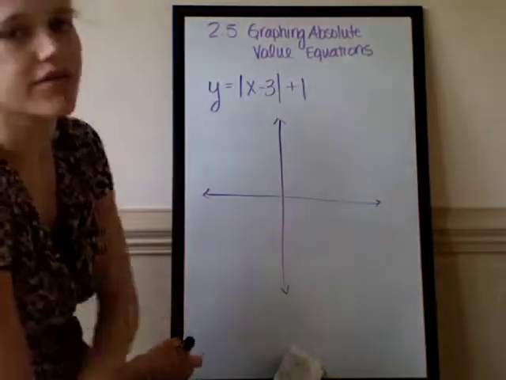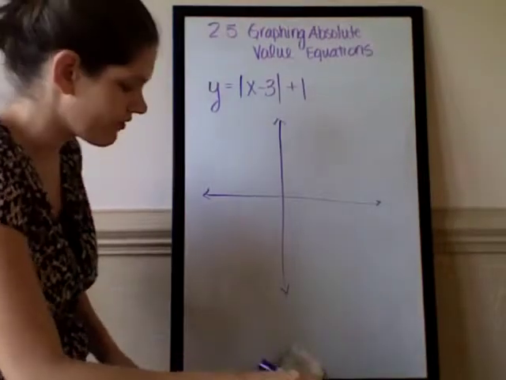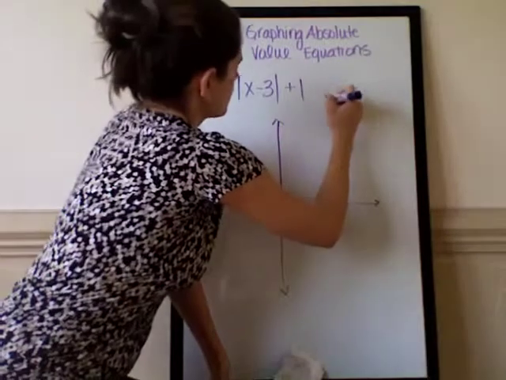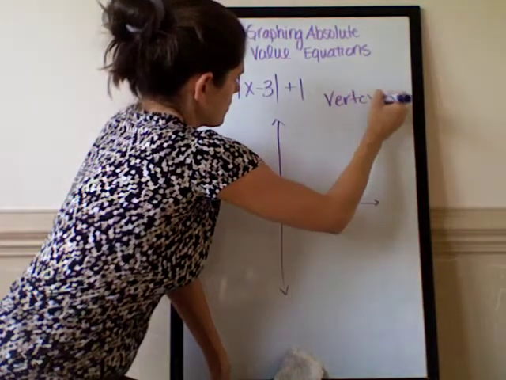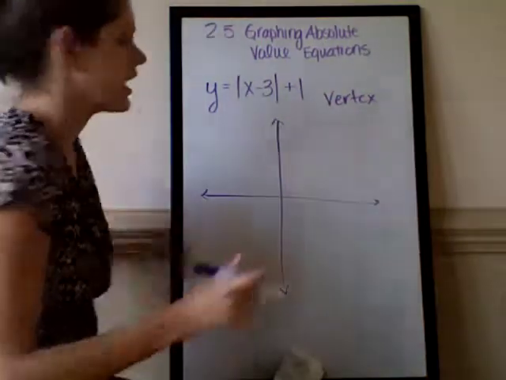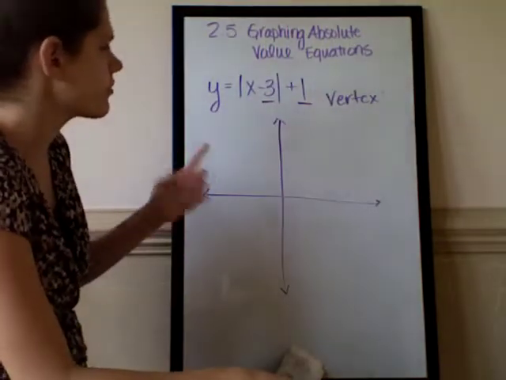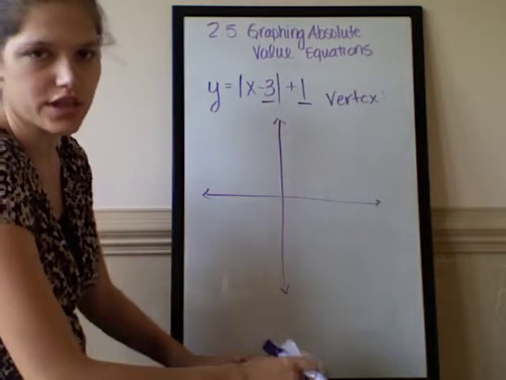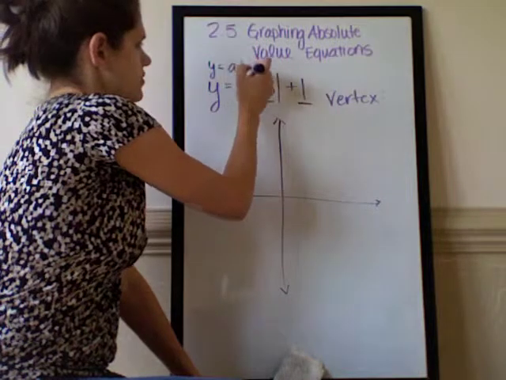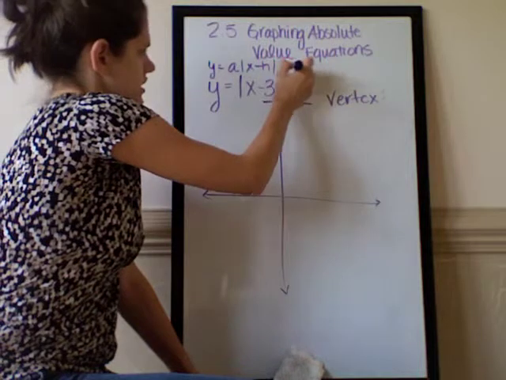Alright, so here's my graph, and I want to graph it. What I first need to do is identify my vertex. Remember, that's your H and your K. Now, if you remember from the definition that I gave you, it looks like y equals A absolute value x minus h plus k.